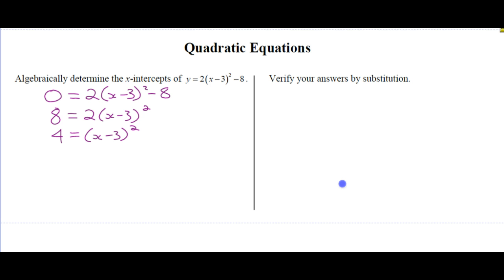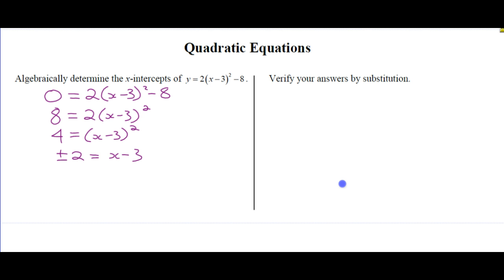Because we know, I mean, what do we know about this thing? Well, we know it opens which way? It opens up, its vertex is at (3, negative 8). So if it opens up, then it has how many x-intercepts? There's going to be 2 of them. So when I get down to this point here, where we're going to actually say what are the values of x, we can't just write 2, right? It's plus or minus 2, is equal to x minus 3.